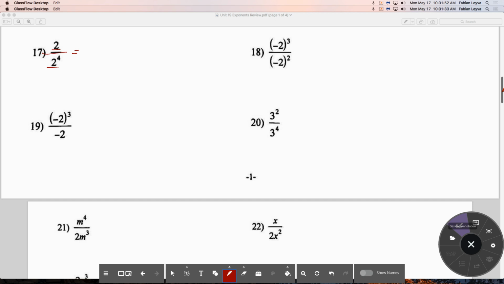Now, this one gets a little bit tricky because you always have to ask yourself, where does my base go, the numerator or the denominator? And the answer is always going to be wherever there are more bases. Now, where are there more bases, in the numerator or the denominator? Denominator, so your base stays the same.